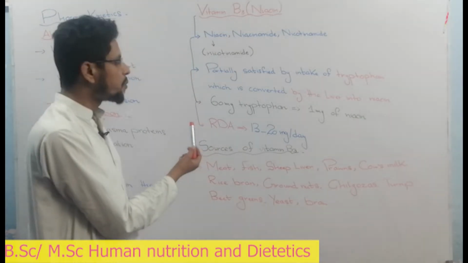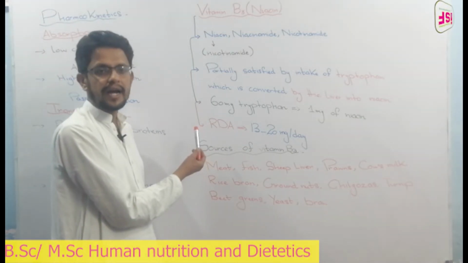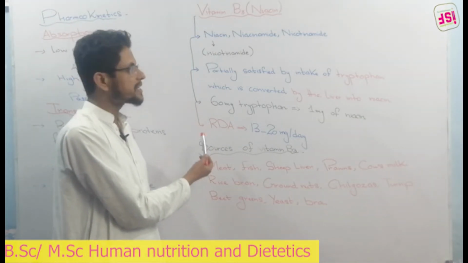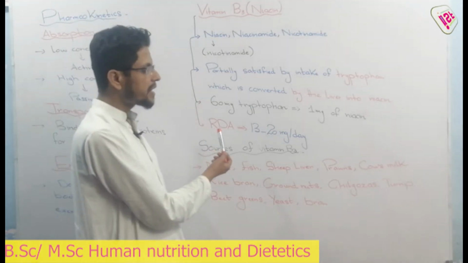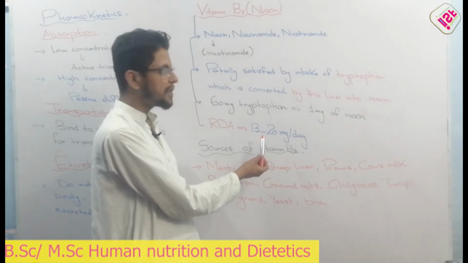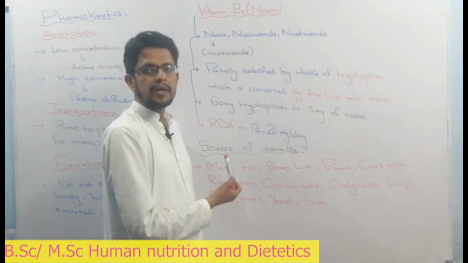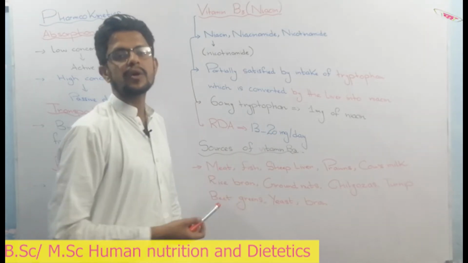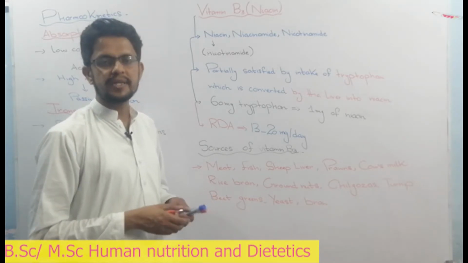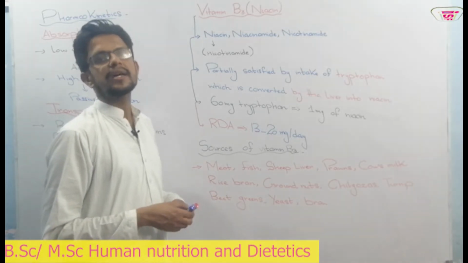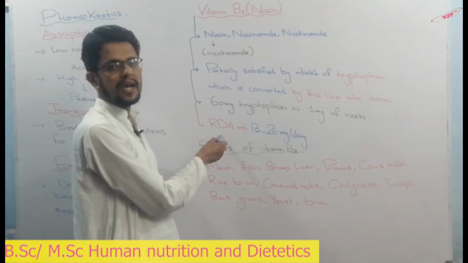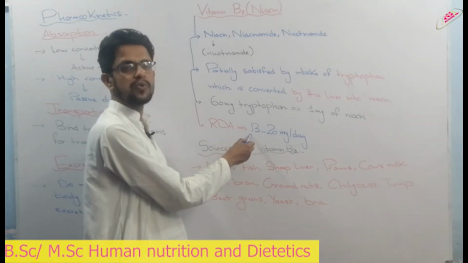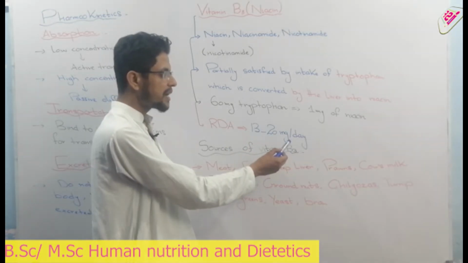Next, what is the recommended dietary allowance, or the RDA, of vitamin B3? The RDA is 13 to 20 milligrams per day. So to meet the daily requirements of vitamin B3, you have to fulfill the recommended dietary allowance, which is 13 to 20 milligrams per day.